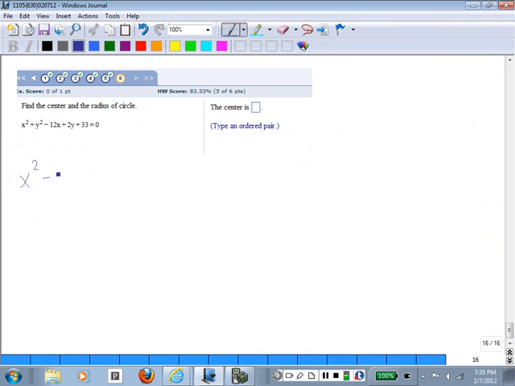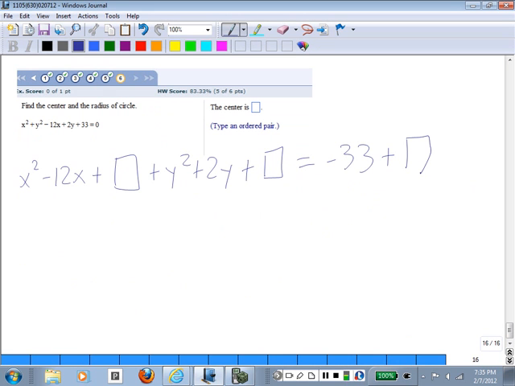Take the x squared term and the x term, put them adjacent to each other, and write plus an empty space. Plus y squared plus 2y, and then plus another empty space. Those are the two squares that we need to complete. And the 33 is in the way, so I'm going to subtract 33 from both sides. Whatever we put in those boxes on the left-hand side, we must also add to the right-hand side.